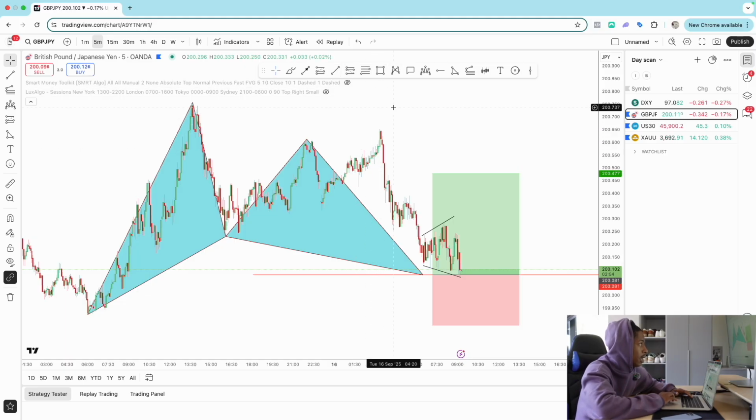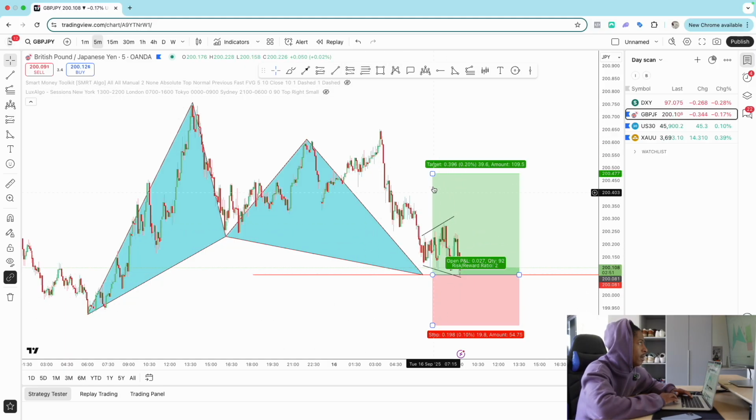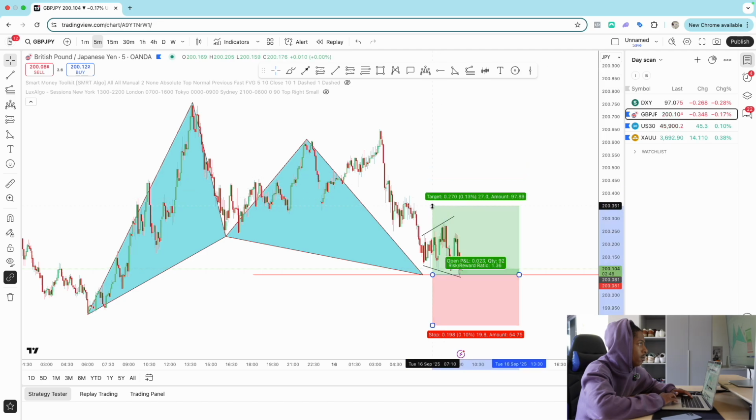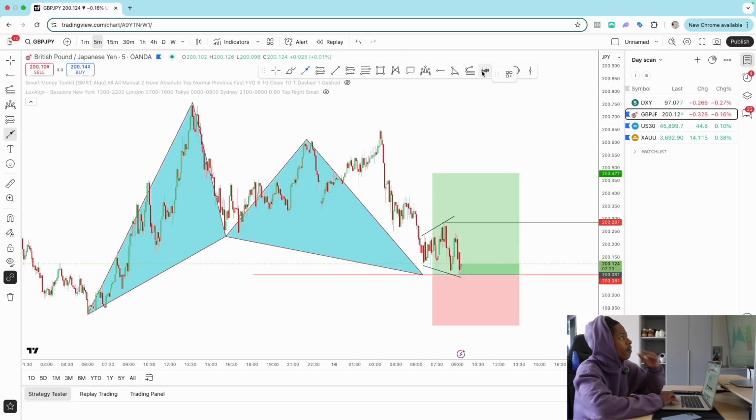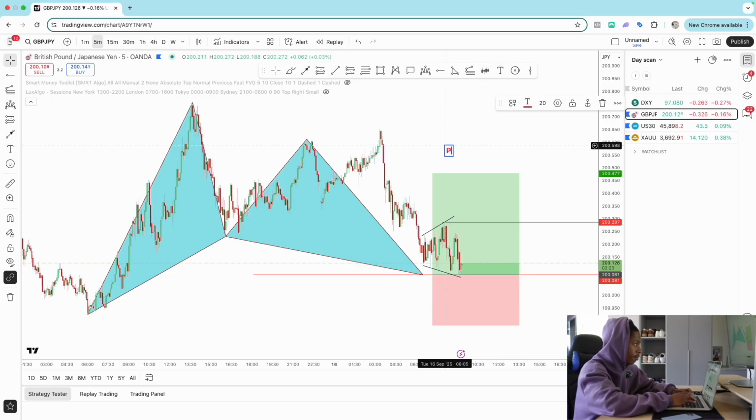So what is my management? I can see now that I'm tagged in, but once price hits 1%, where is 1% going to be? 1% is probably going to be here. Once price hits here, okay, this is how I'm going to manage it, because I got in literally here at the weak. So once price gets here, I'm going to move stop.